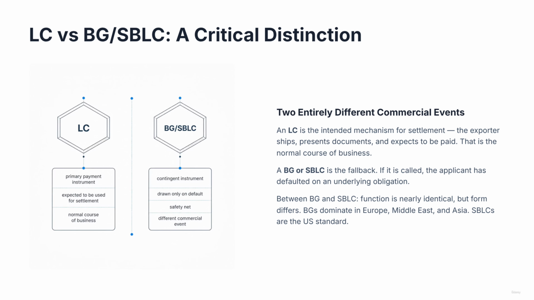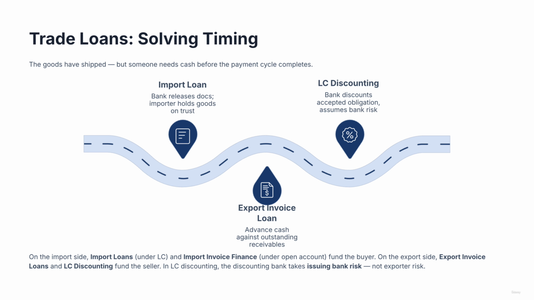The third category solves the timing problem. The goods have shipped or are about to ship, but someone needs cash before the payment cycle completes. On the import side, the bank lends to the importer, but the structure depends on whether the trade is documentary or open account. Under LC terms, the instrument is the import loan or trust receipt loan. The bank has already paid the seller under the LC. The importer now owes the bank. Under a trust receipt arrangement, the bank releases the shipping documents to the importer, who technically holds the goods on trust for the bank, allowing them to receive and on-sell the cargo before repaying the financing.